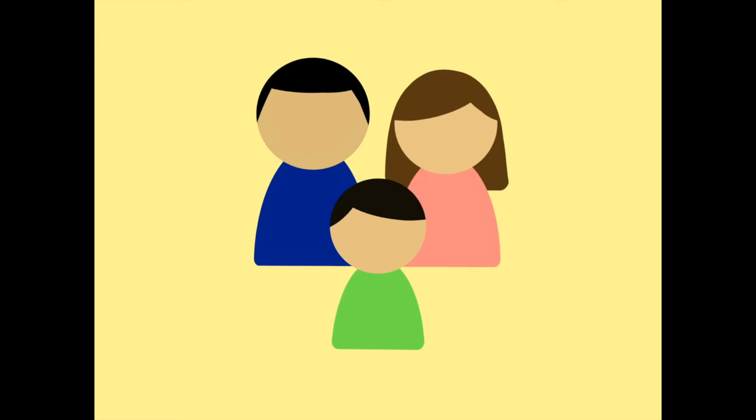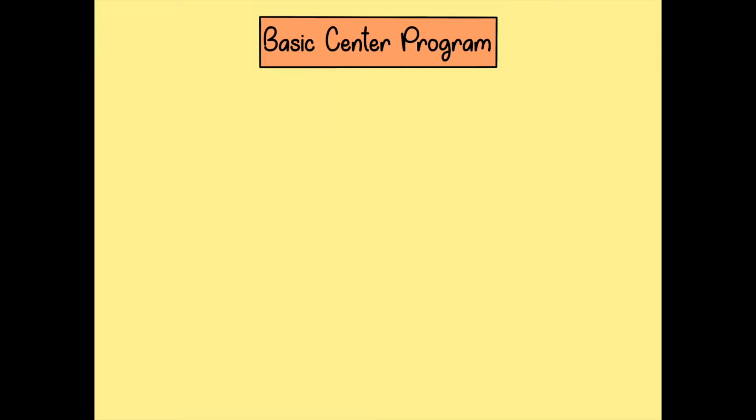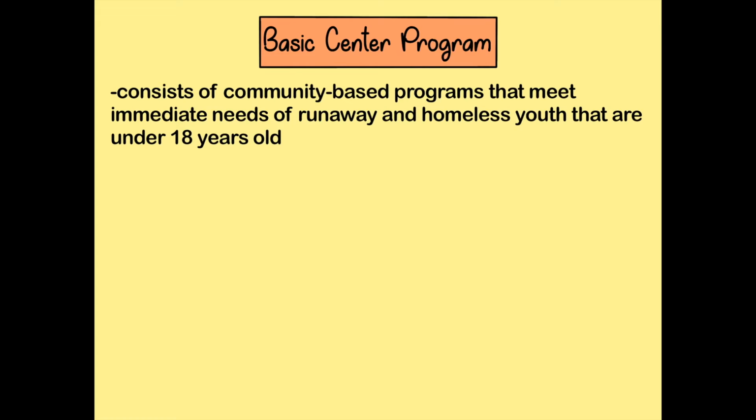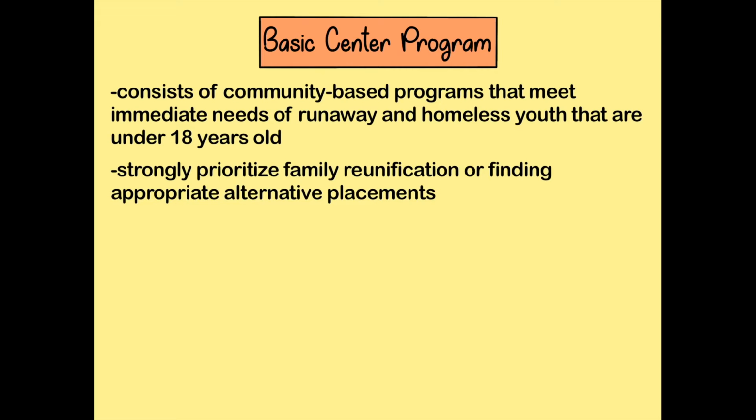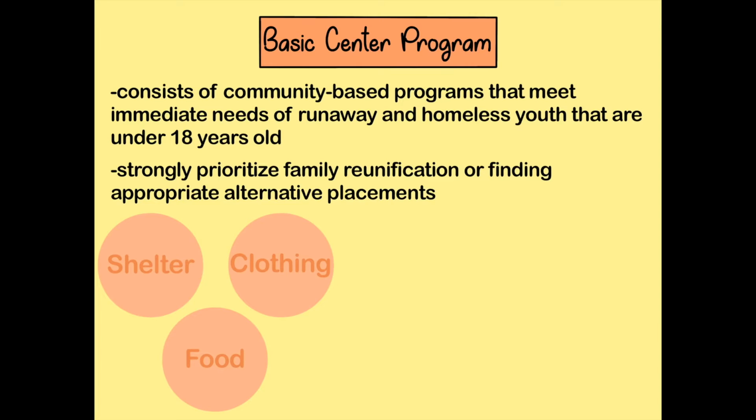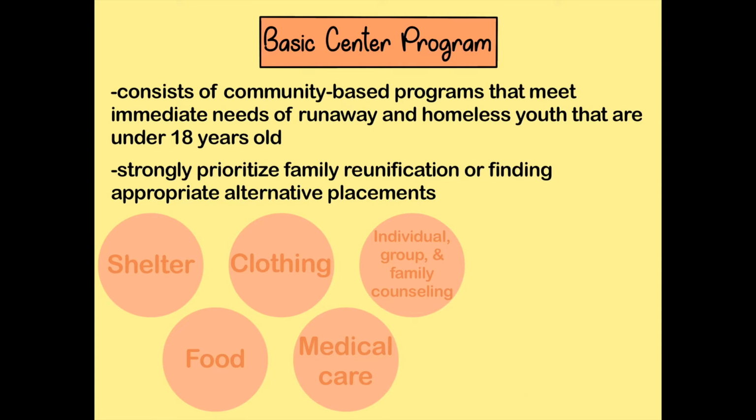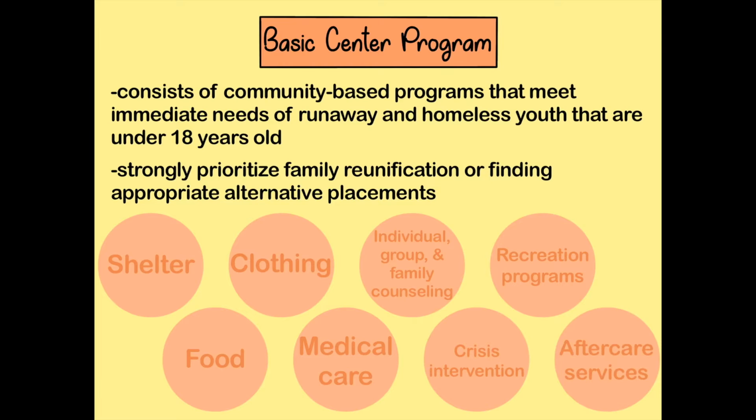The return home to families can be very challenging, but there are numerous programs that aim to facilitate that process, such as the Basic Center program. The BCP consists of community-based programs that meet immediate needs of runaway and homeless youth that are under 18 years old. They also strongly prioritize family reunification or finding appropriate alternative placements. Some services include up to 21 days of shelter, food, clothing, and medical care, individual, group, and family counseling, crisis intervention, recreation programs, and aftercare services for youth after they leave the shelter.